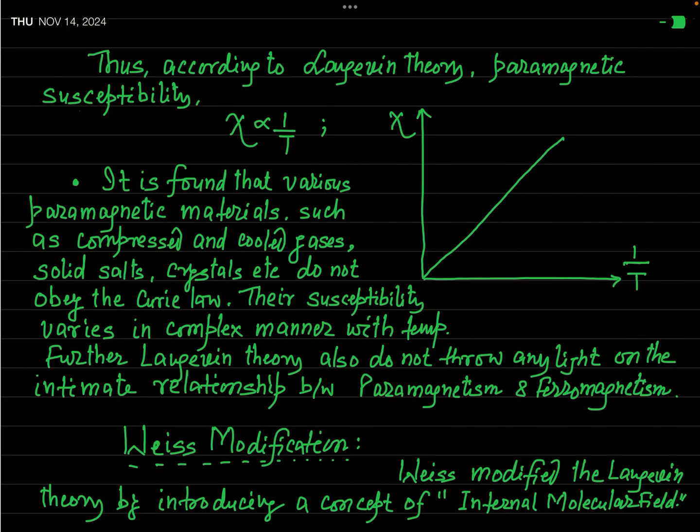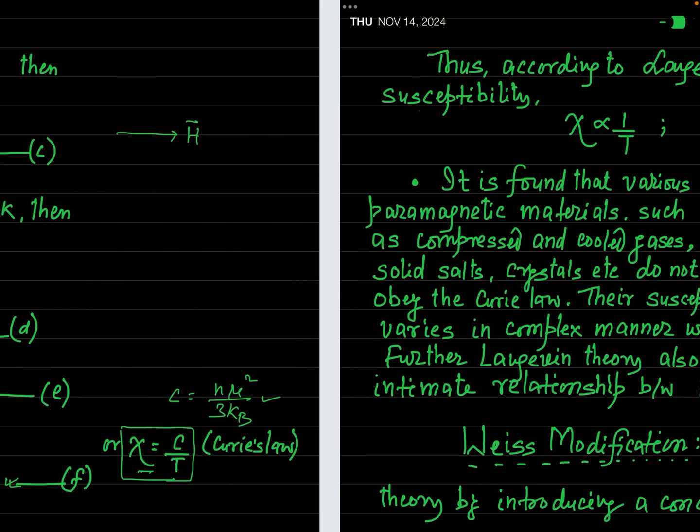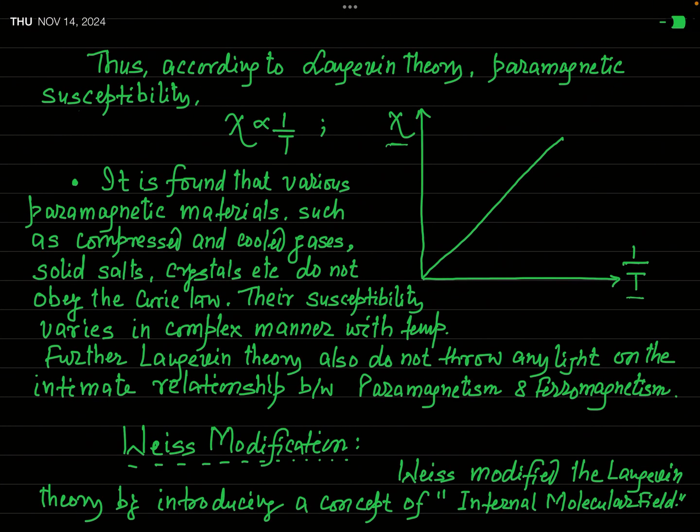Okay, and so if you plot a graph of chi against 1 over T, not against T... when you plot a graph of chi against T, the curve will be hyperbolic. But if we plot a graph of chi against 1 over T, then this is the equation of a straight line, as you can see, and this straight line we obtain in accordance with Langevin theory.